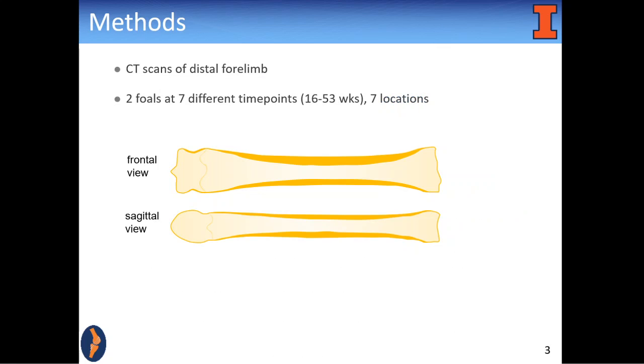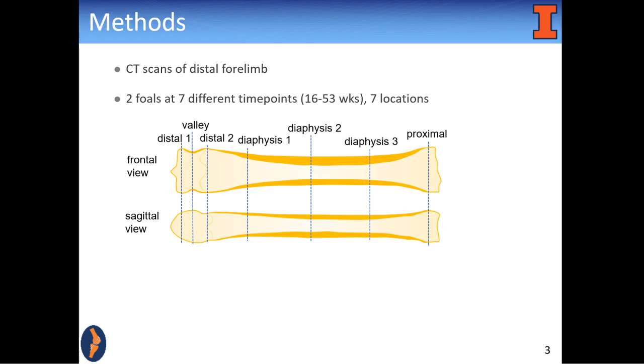To characterize MC3 development, we took CT scans of the distal forelimb of 2 foals across 7 different time points, from 16 to 53 weeks of age, and then focused specifically on 7 locations across the MC3 bone.